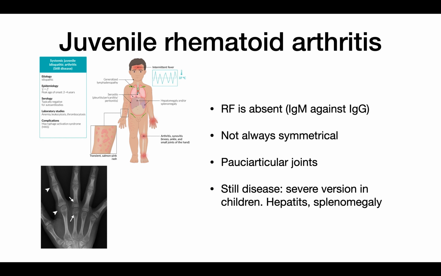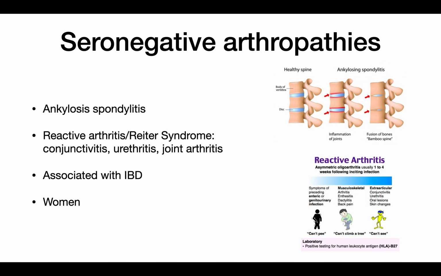Juvenile rheumatoid arthritis is a lot rarer. The rheumatoid factor is absent, so there's no IgM forming against IgG. This one is not always symmetrical. There's pauciarticular joint involvement, that just means large joints, but there is no osteodegeneration. Still's disease is juvenile rheumatoid arthritis along with severe visual problems, and it is going to be associated with hepatitis and splenomegaly, so this is the more severe version.